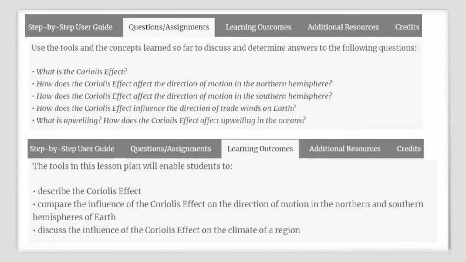The learning outcomes. The tools in this lesson plan will enable your students to: 1. Describe the Coriolis effect. 2. Compare the influence of the Coriolis effect on the direction of motion in the northern and southern hemispheres of planet Earth. 3. Discuss the influence of the Coriolis effect on the climate of a region.